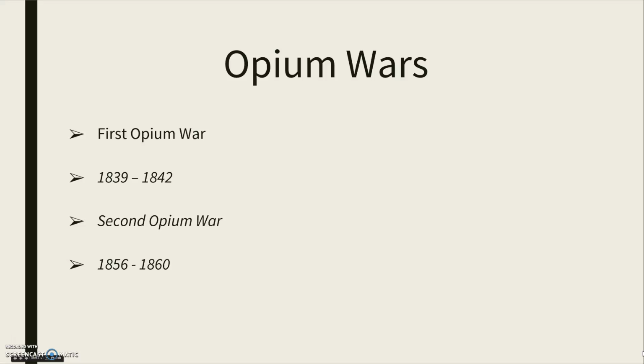So first off, I actually wanted to say that there's two Opium Wars. The first Opium War was from 1839 and it lasted until 1842. The second Opium War began in 1856 and it went until 1860. Also during this time, opium was a large addiction that people in China had held, and so they got their opium transported mainly from Britain.